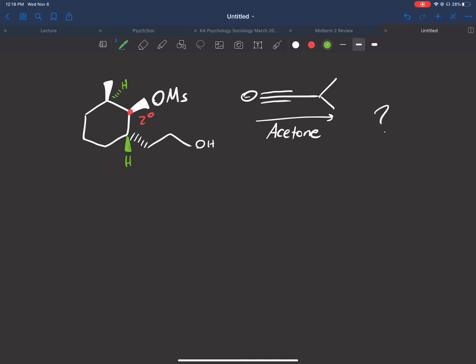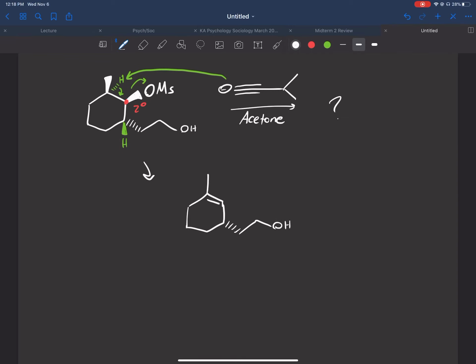So everyone is going to say, oh, okay, this negative is going to grab the H here. This comes down and kicks OMs out. And they would have picked the answer that looked like this. It's going to get a double bond there, and we're still going to get this. All right. So that would have been choice A. Again, super nice wrong answer. So this is what happens when you rely on a chart without actually thinking through the question.